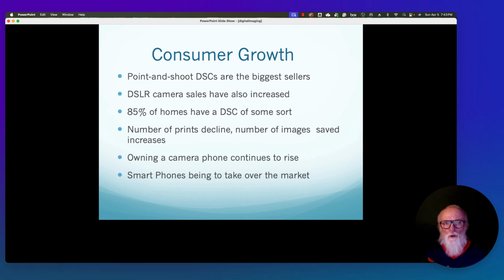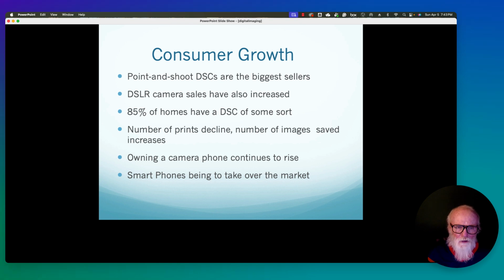Okay, let's look at the growth of these things. The point-and-shoot DSCs are the biggest sellers. Those are the ones on the cameras. The DSLR, that's a digital single lens reflex camera, has also increased. This is an interesting thing that's happened. The DSLR is what professional photographers would use because you keep changing lenses and stuff. But a lot of people using their iPhone or mobile device have gotten interested in photography, and so they've gone out and bought the cameras. The people buying the cameras often are people who weren't camera bugs at all, but now they are because they've gotten interested in that.